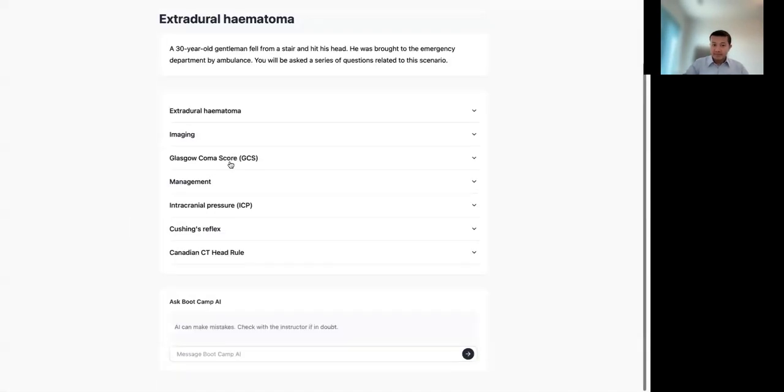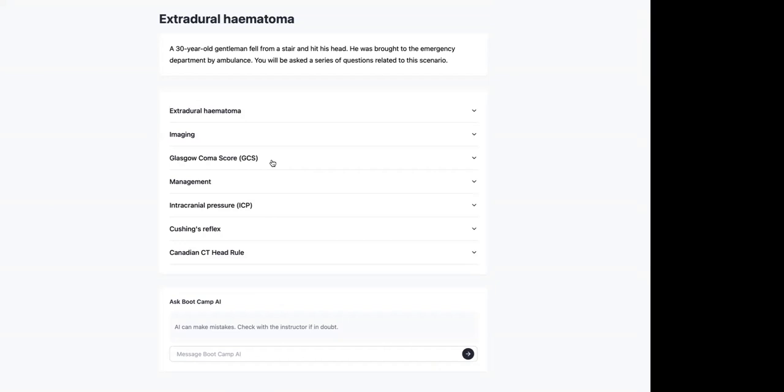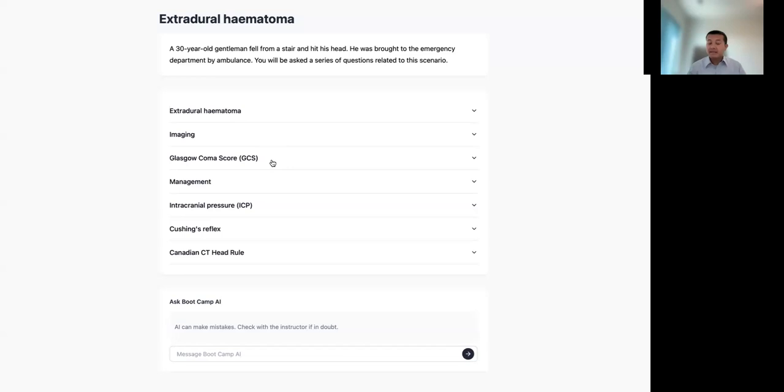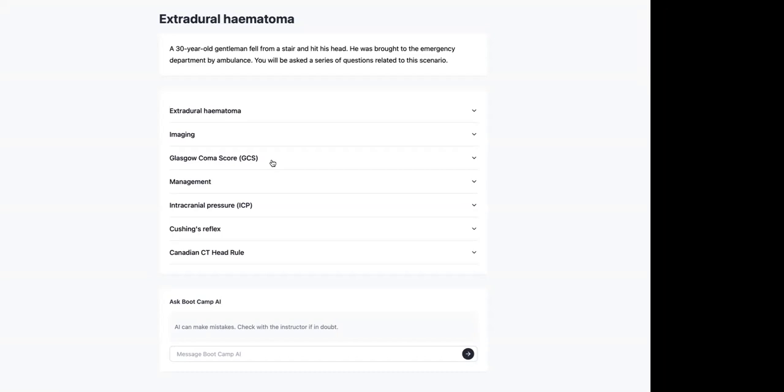Next, GCS. We keep talking about the GCS. What are the components of the GCS? Eye opening, verbal and motor component. So how do we score the GCS? What's the minimum? 3. Maximum is 15.